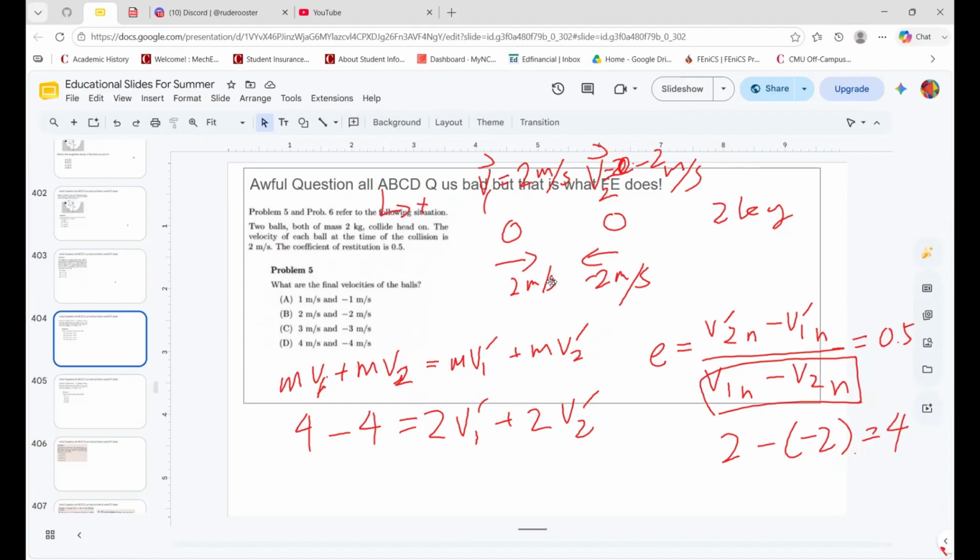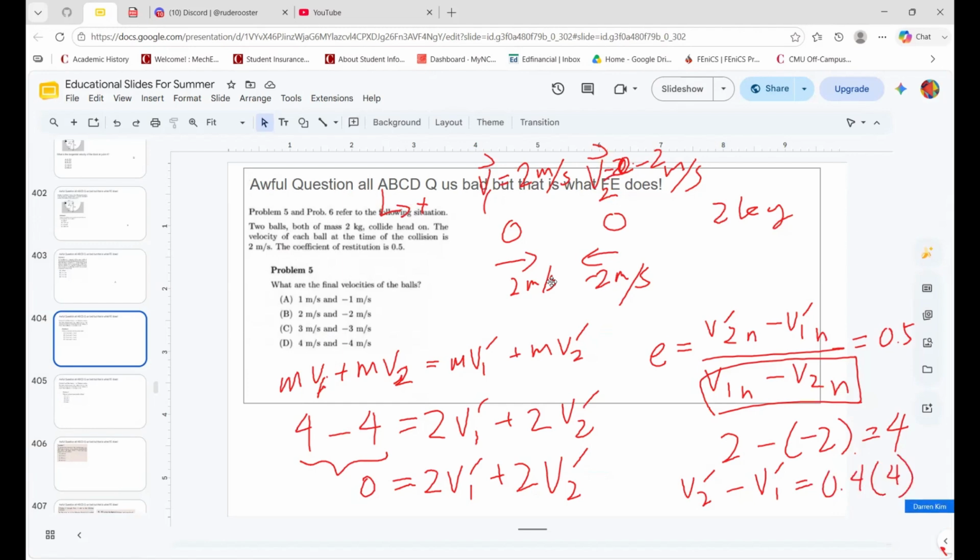Yeah. So we get, wow. This equation goes to 0, which makes sense because they're colliding with each other. V1 prime plus V2 prime. And then the second equation becomes V2 prime minus V1 prime equals 0.4 multiplied by 4. And then now we can solve this.